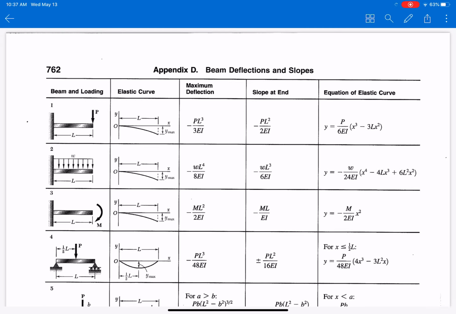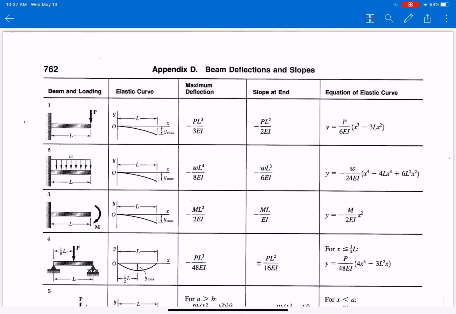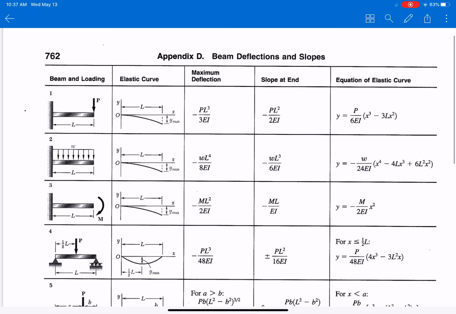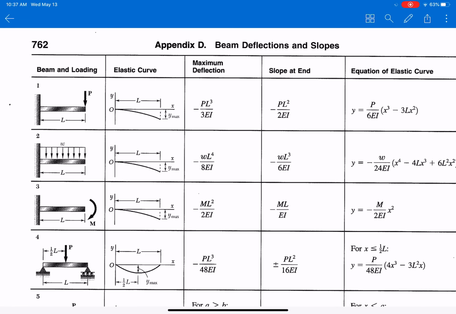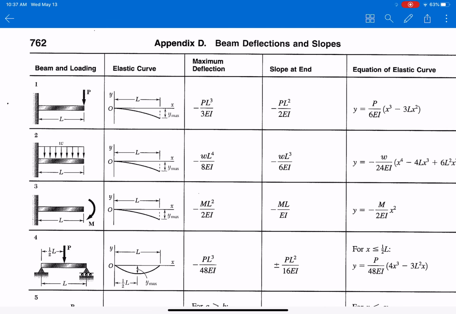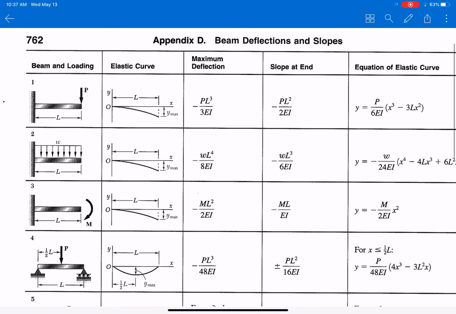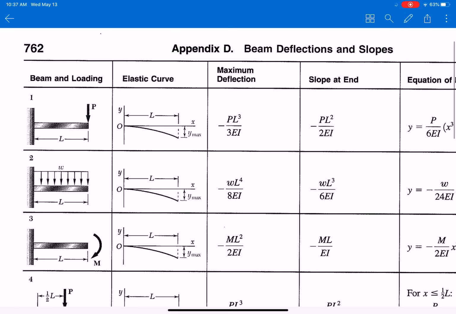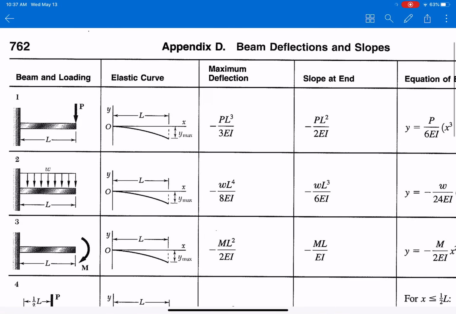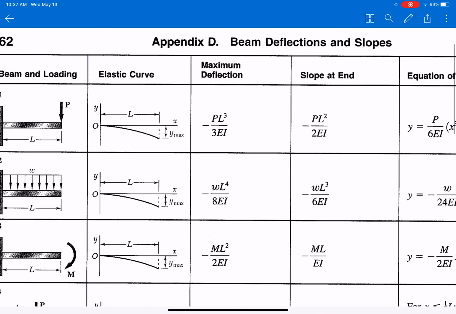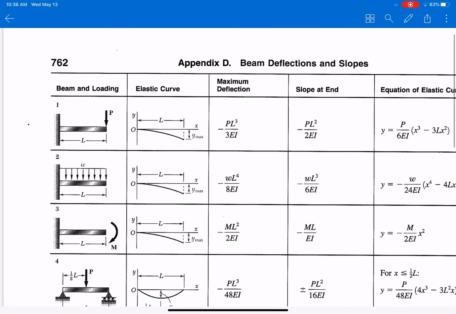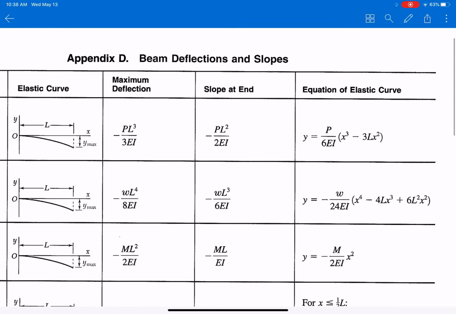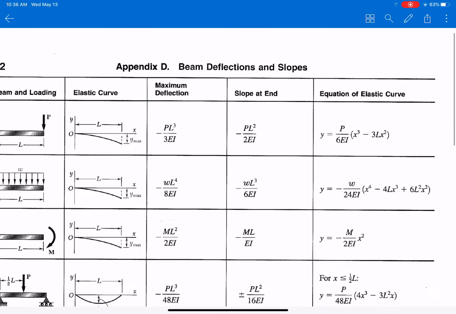Beam deflection and slope. As you can see, we have 5 columns here. The first shows the support of the beam, the load applied, etc. The next column shows the elastic curve, how it behaves, where Y max is the maximum deflection on the beam, and the associated equation for the maximum deflection as defined in the second column, and the slope at the end of the beam for that scenario. And we have the elastic curve function equation y for each of the scenarios.